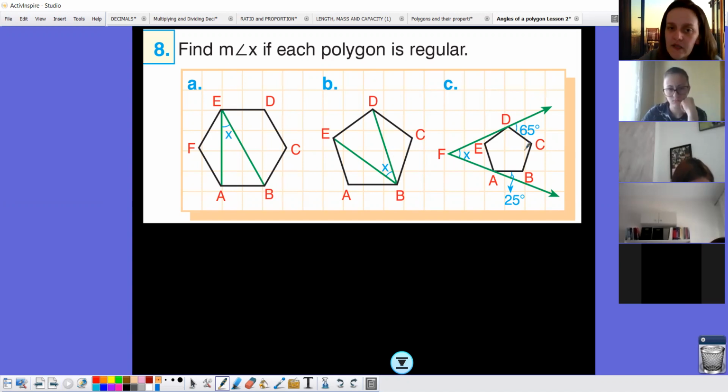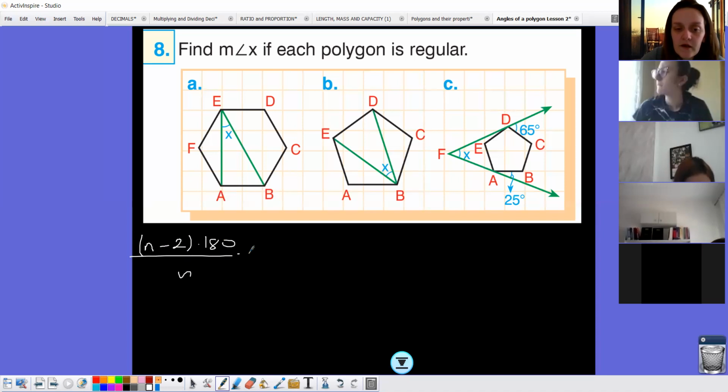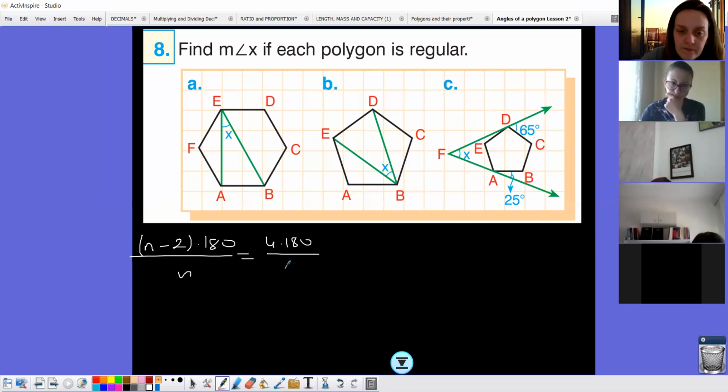Okay, so let's work for A, for example. Which formula? N minus 2 times 180 over n. How many sides do we have here? 6. So 6 minus 2, 4 times 180 over 6. You can simplify directly like this. 4 times 30, it's 120. So one interior angle is 120.